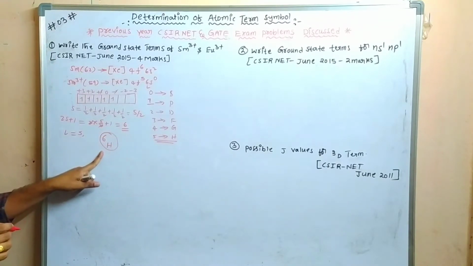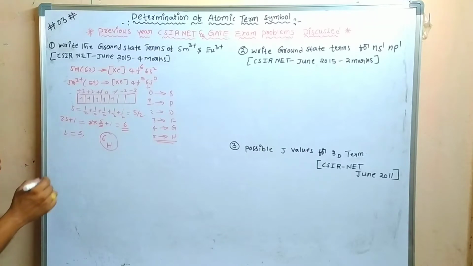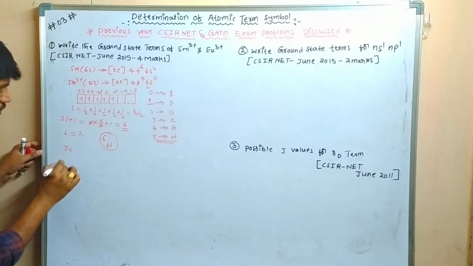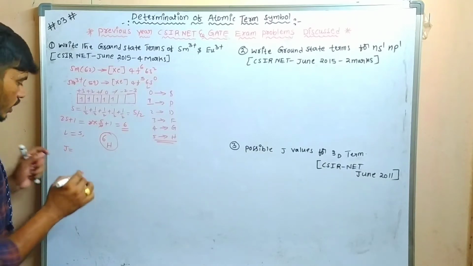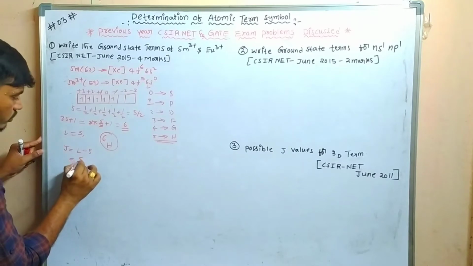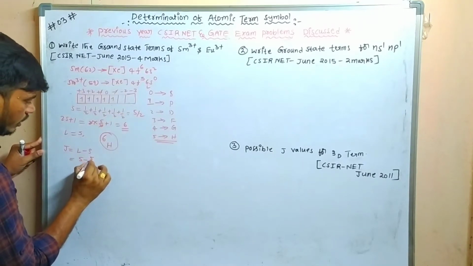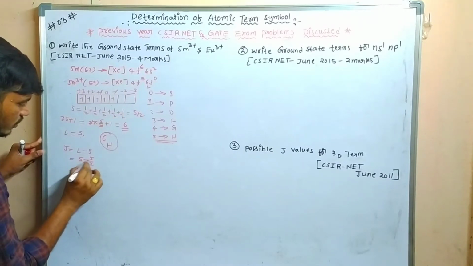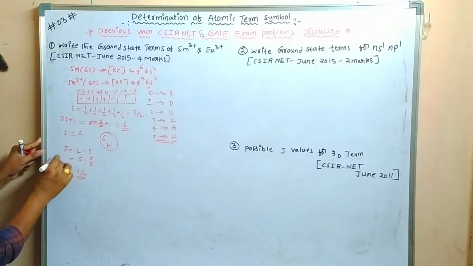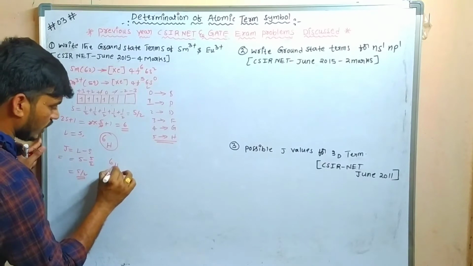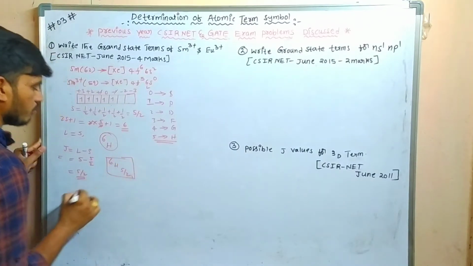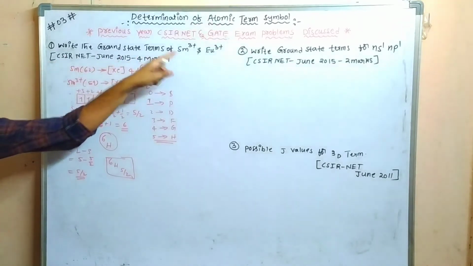Now we have to calculate the ground state term symbol. In this case it is less than half filled, so the lowest J value gives the ground state term. So we have to calculate L minus S. L is equal to 5, S is equal to 5/2. So finally 5 minus 5/2 is 5/2. So 5/2 is the J value. So 6H 5/2 is the ground state term symbol for this samarium 3+.